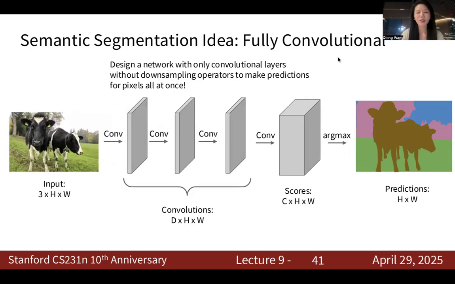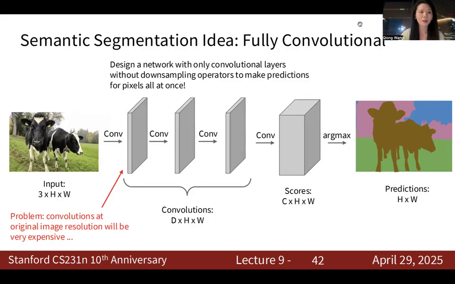So what do we do? We do the semantic segmentation idea with the fully convolutional network like this. We input the image and we use the convolutions to process it, and then we do the score part to calculate what the different parts are. Then we get the final prediction. But the problem is convolution at the original image resolution is very expensive.